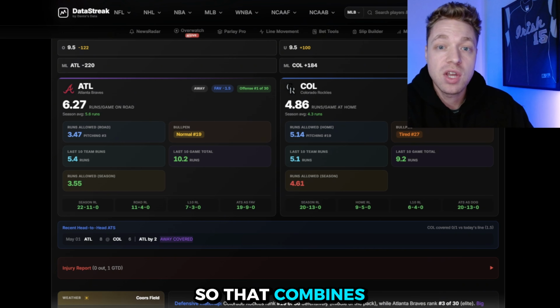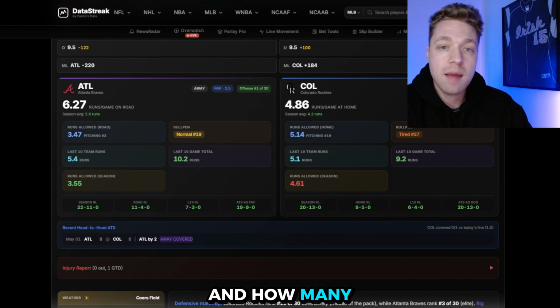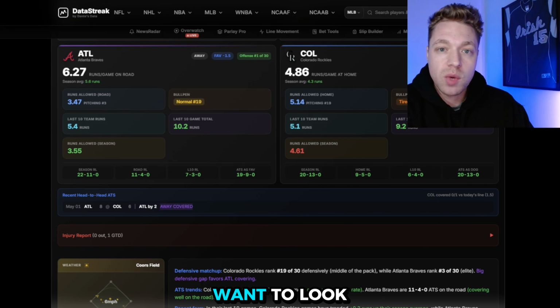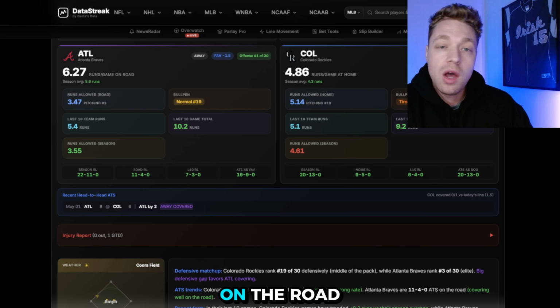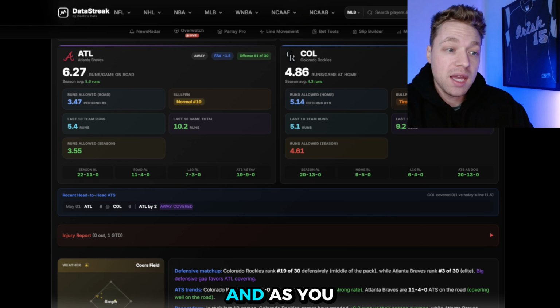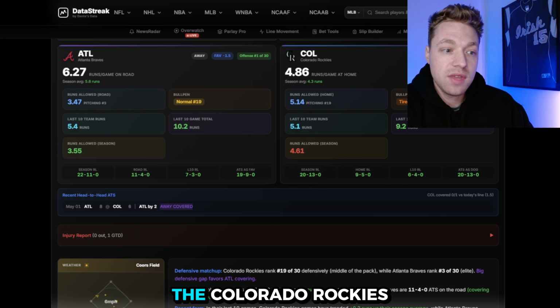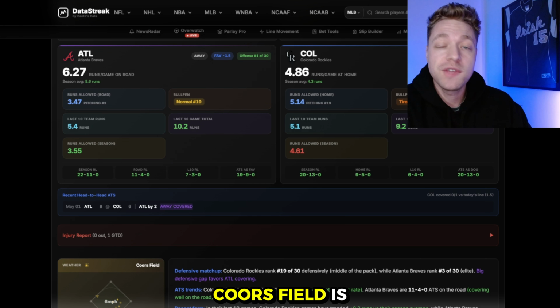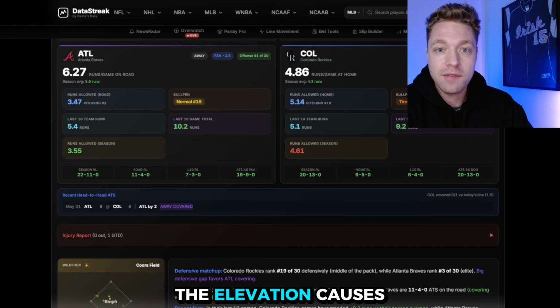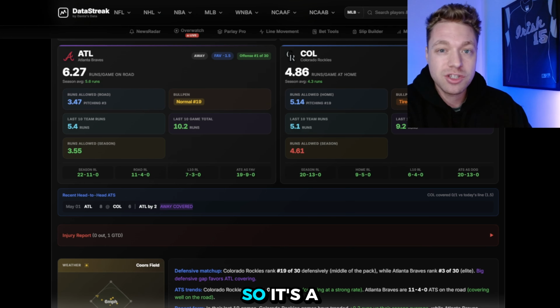So that combines both how many runs they've scored and how many runs they've given up. And we also want to look at the season long. So runs allowed for the season for the Braves, they've actually been pitching a little bit better on the road than at home. And as you can see here on the season, the Colorado Rockies actually have pitched a little bit worse at home. And the reason for that probably is because Coors Field is a hitter's ballpark. The elevation causes balls to carry there, so it's a harder park for pitchers to pitch at.